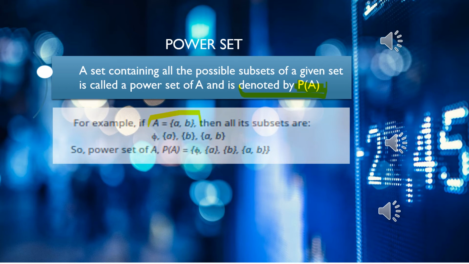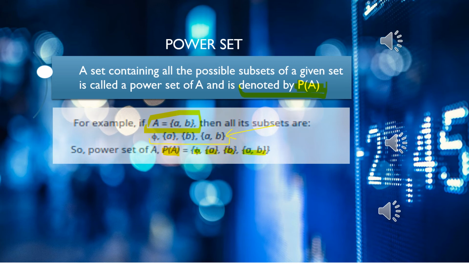a set having two elements A and B, then we know how we can write all its possible subsets. Its possible subsets are empty, singleton set {A}. Singleton set means a set having only one element. Singleton set {B}, and a set having two elements {A, B}. So if we write these elements as a collection, this collection is called power set of A. Collection of elements: empty, singleton set {A}, singleton set {B}, and {A, B}.